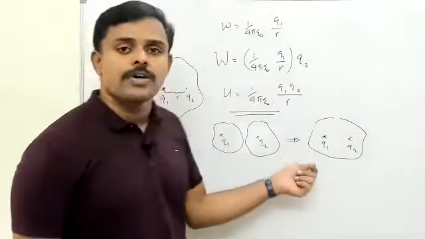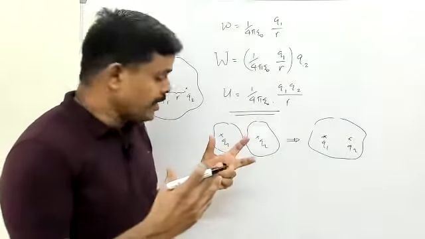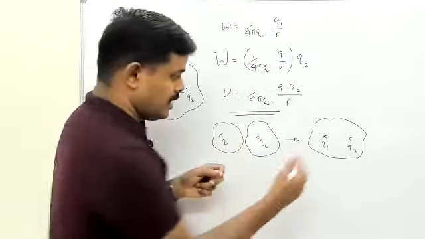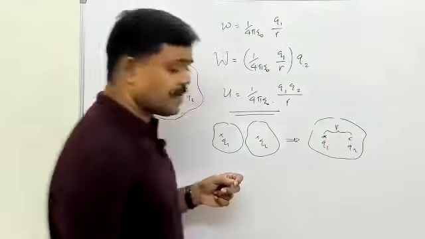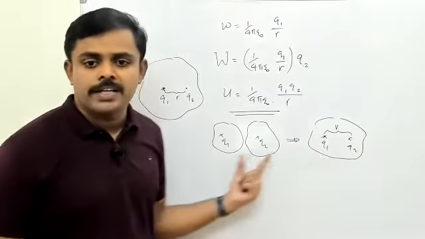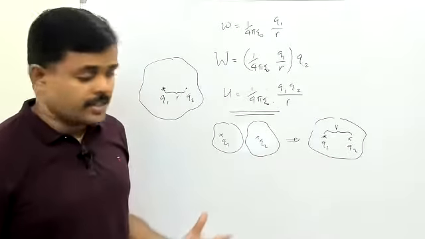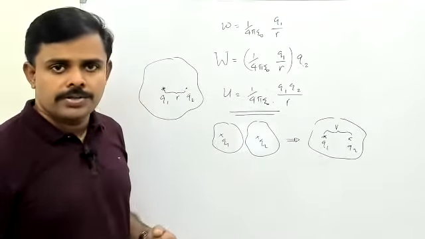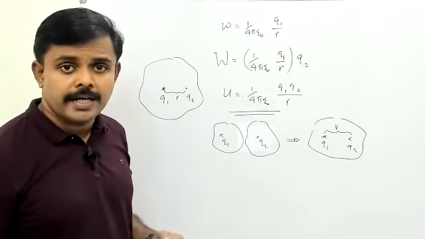Now this is exactly what happened. Understood? So work done to assemble the charges to their present separation from their infinite separation is known as potential energy: 1 by 4 pi epsilon 0 Q1 Q2 by R. This is for a two particle system.